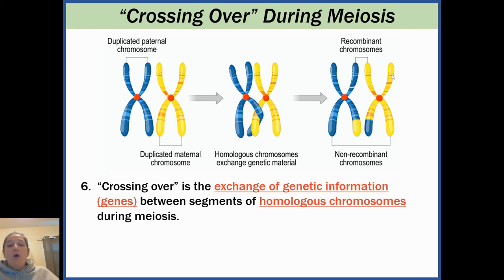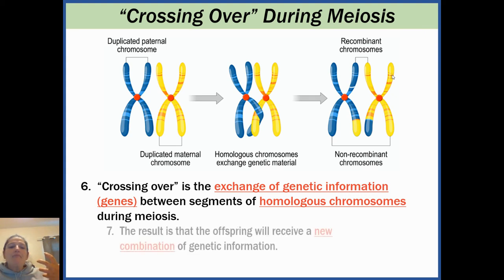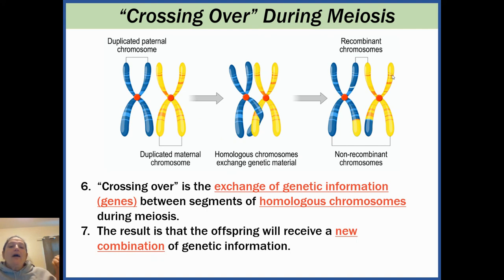At the very top, crossing over is the exchange of genetic information or genes between segments of homologous chromosomes during meiosis. Again, this is happening during prophase 1. Prophase 1, probably one of the most important phases of meiosis when it comes to creating these sex cells, because again, it's creating genetic variability. The result is that the offspring are going to have new combinations of genetic information. So, for example, we see this blue chromosome lined up next to its homologous pair of the yellow chromosome, and they are now a tetrad. The tetrad gets crowded, they sort of twist around each other, and they exchange genetic information.